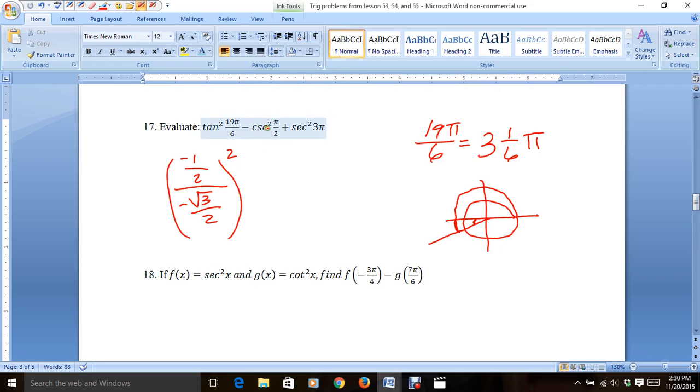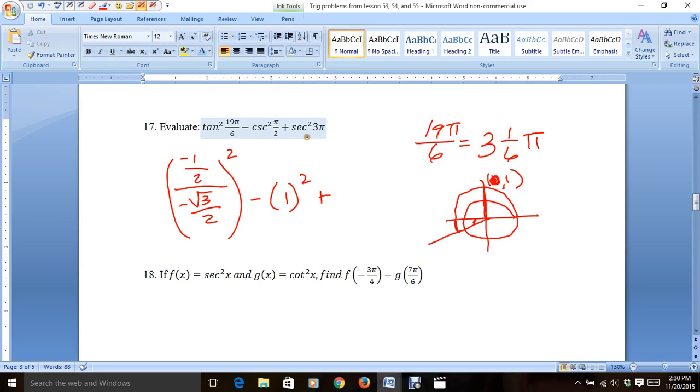All right, then we're looking at cosecant squared pi over 2. Pi over 2 is 90 degrees straight up, and this is the point 0, 1. All right, so cosecant is 1 over sine, so 1 over the y coordinate, so 1 over 1 is 1, so this is 1 squared.